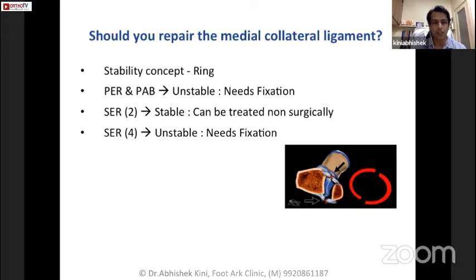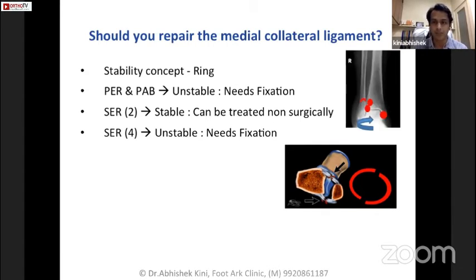So in pronation external rotation or pronation abduction injuries, these are unstable, where two components of the ring are broken, and it needs fixation. In supination external rotation injuries, where the real controversy arises, if only the lateral column is affected and the medial column is still intact, it does not need to be operated and can be treated non-surgically. When it also affects the medial malleolus or the medial deltoid, which is called the malleolar equivalent, it becomes unstable and needs fixation, and you need to address it so that you can get a stable fixation.